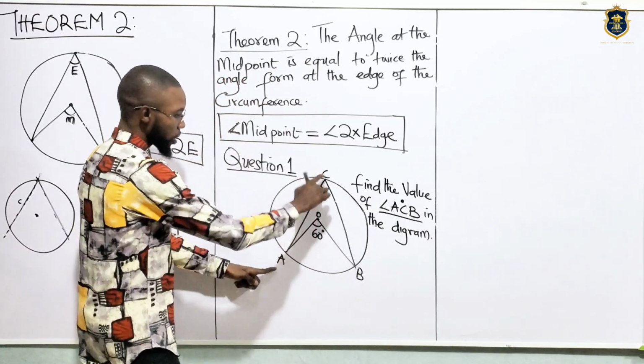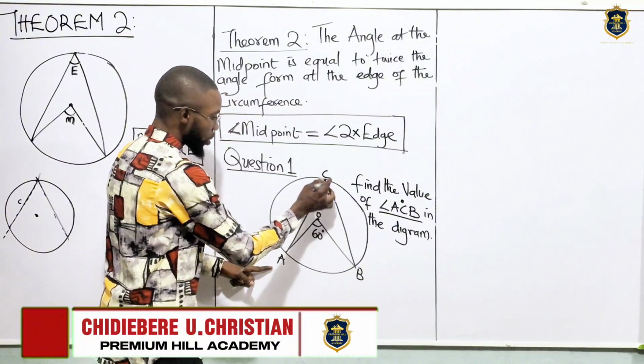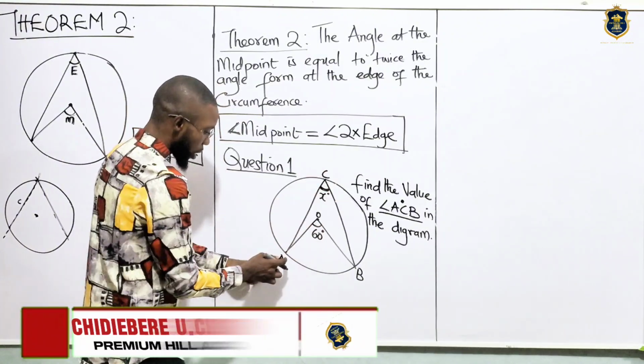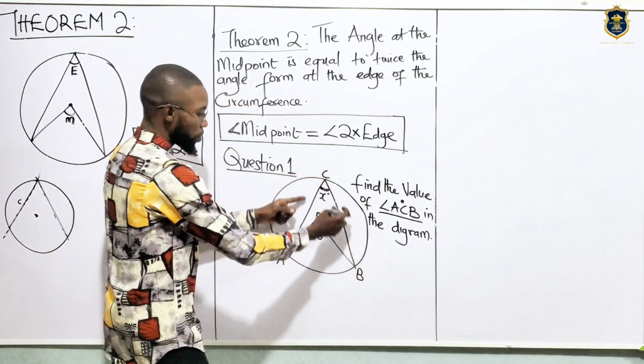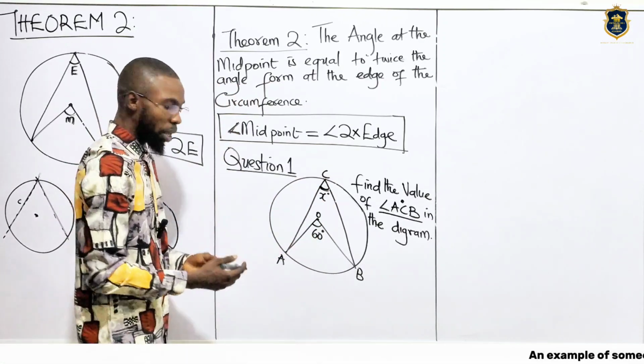So when we have angle ACB, it means these straight lines are forming an angle, the middle angle, that's this angle, A, C, and B. So what is forming ACB is this middle angle. That means we are looking for X. They're asking us to find X. How do we do that?